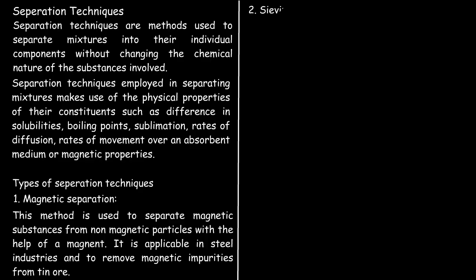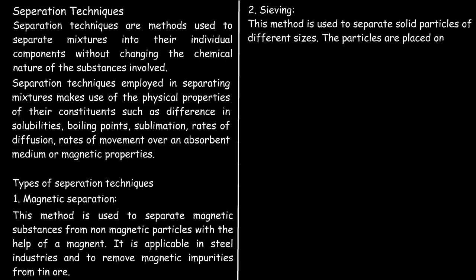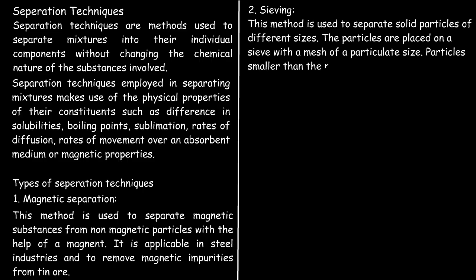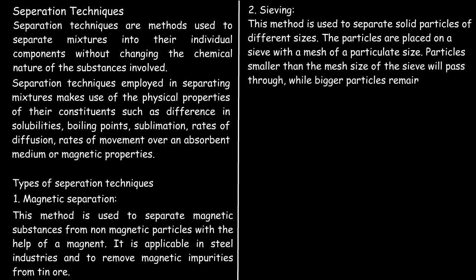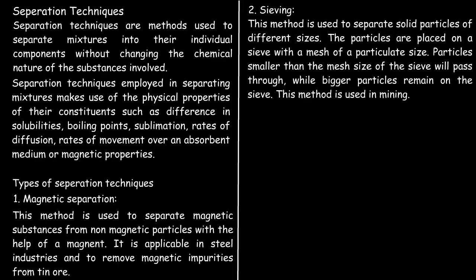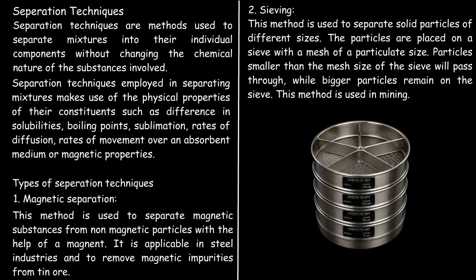Number two is sieving. This method is used to separate solid particles of different sizes. The particles are placed on a sieve with a mesh of a particular size. Particles smaller than the mesh size of the sieve will pass through, while bigger particles remain on the sieve. This method is used in mining. Now we have a single mesh system or a multiple mesh system which sorts particles of different sizes at the same time. Below is a diagram of a mesh.